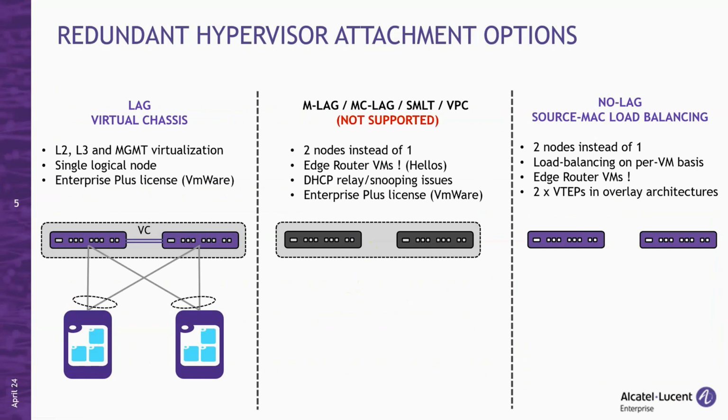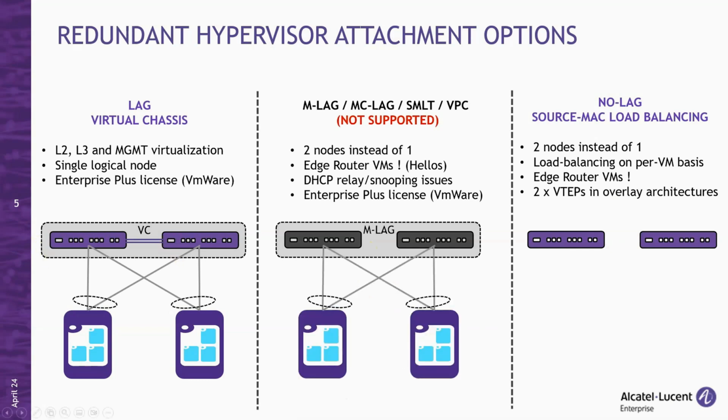Let's first discuss the MC-LAG option with link aggregation, which is shown in the middle here. So note that other vendors may refer to this feature as MLAG or VPC or SMLT, etc. MC-LAG only provides the ability to terminate LACP aggregates on different leaf nodes and load balance across them. It does not virtualize both nodes from a layer 3 control or management plane point of view, like the virtual chassis does. Both nodes are managed independently and are different entities at layer 3. This introduces issues for DHCP relay, DHCP snooping, and multicast and routing and convergence issues.